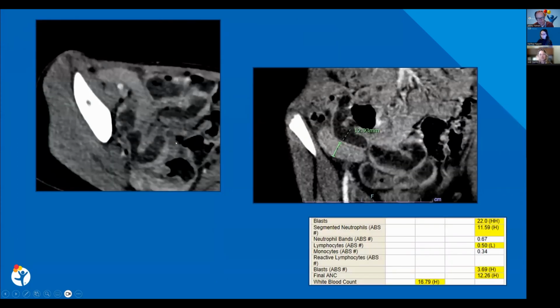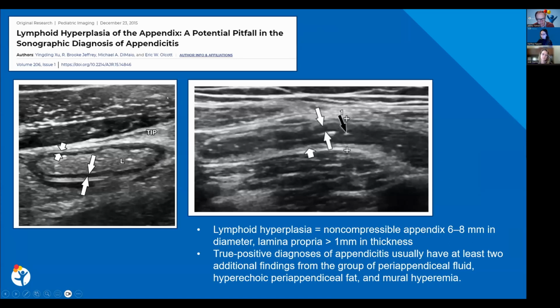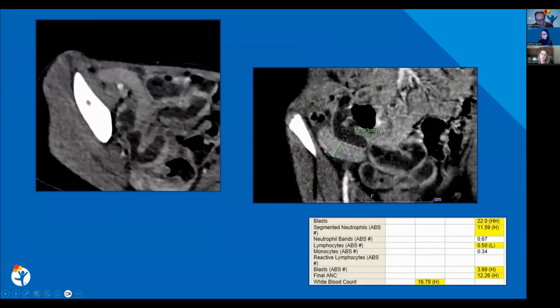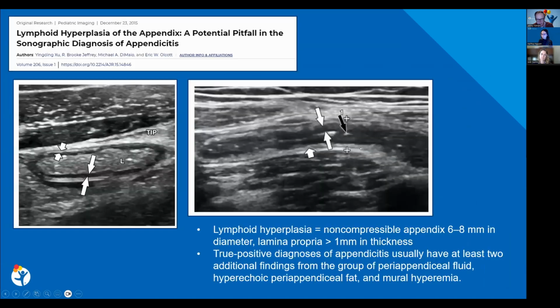These patients can be a mimic of appendicitis. So this particular paper said that if you have a non-compressible appendix that's 6 to 8 millimeters in diameter, but the lamina propria is more than a millimeter in thickness, that's characteristic of lymphoid hyperplasia. So the way to differentiate that from true positive diagnoses of appendicitis is to look for those secondary findings. We can see in our particular case, they didn't have a whole lot in the way of periappendiceal inflammatory changes. All the fat around this looks pretty clean. So you have to really think about those secondary findings.